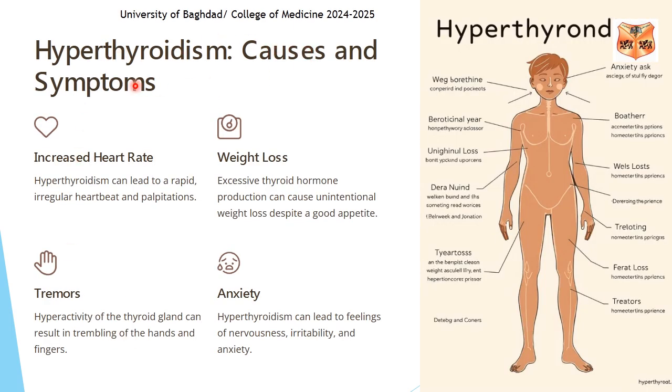Hyperthyroidism causes and symptoms: increased heart rate can lead to rapid irregular heartbeat and palpitation. Excessive thyroid hormone production can cause unintentional weight loss despite a good appetite. Hyperactivity of the thyroid gland can result in tingling of the hand and fingers. Anxiety: hyperthyroidism can lead to feeling nervousness and irritability and anxiety.